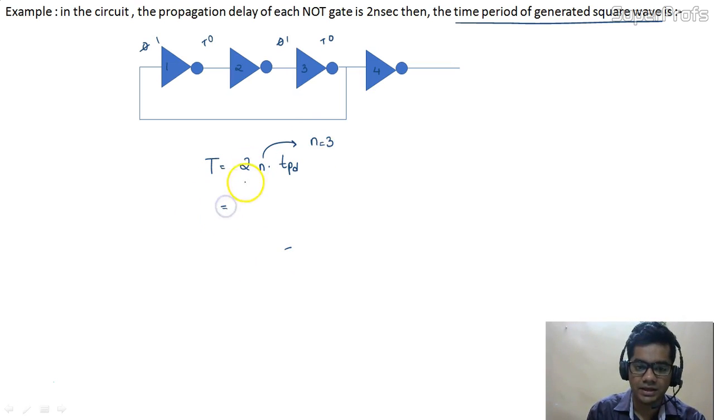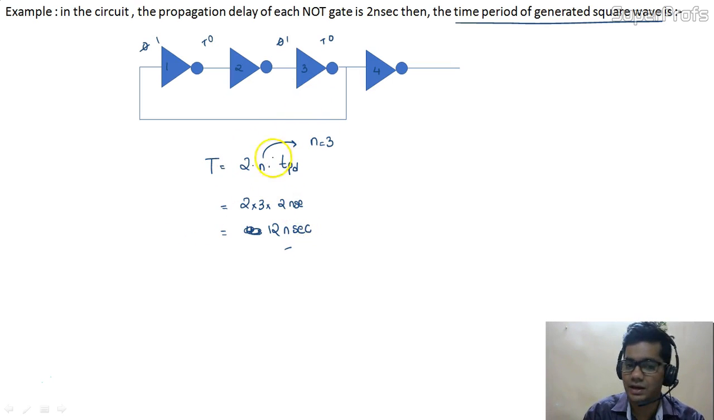So what would be its time period? 2 into 3 into 2 nanoseconds. So it would be 12 nanoseconds. The answer is 12 nanoseconds, but the point is not the answer. We have to understand what this 4th NOT gate is doing. Okay, so what is the purpose of the 4th NOT gate?